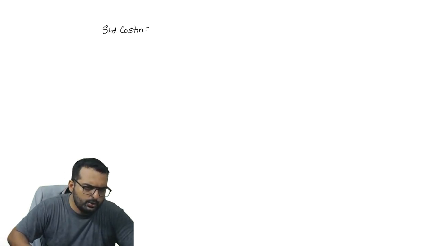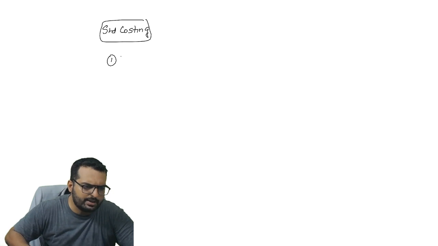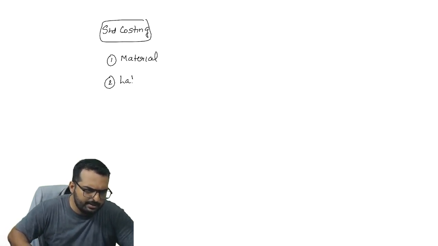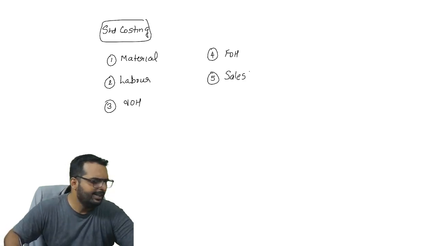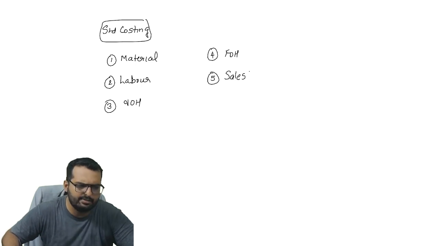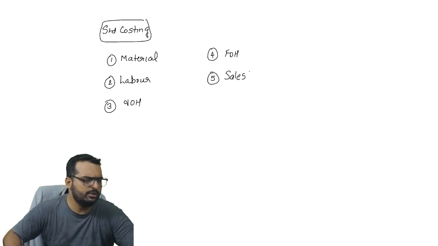Now, friends, under standard costing, you are going to learn five types. First one is what we call material variance. Second one is what we call labor variance. Then you have variable overhead. Then you have fixed overhead. And the last one is what we call sales variance. Everybody clear? Just write down this also in your books.